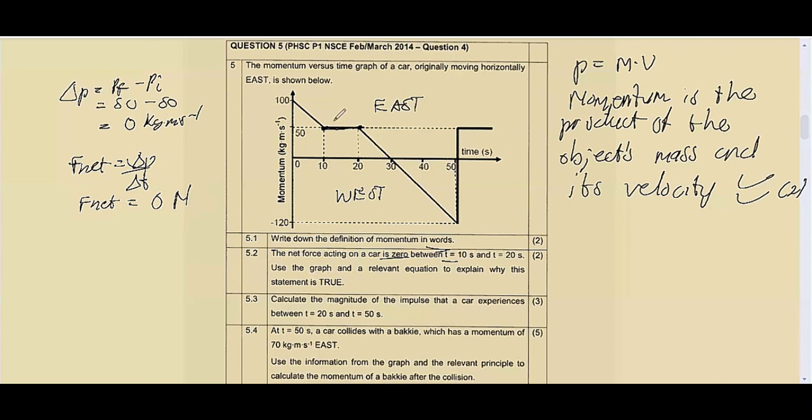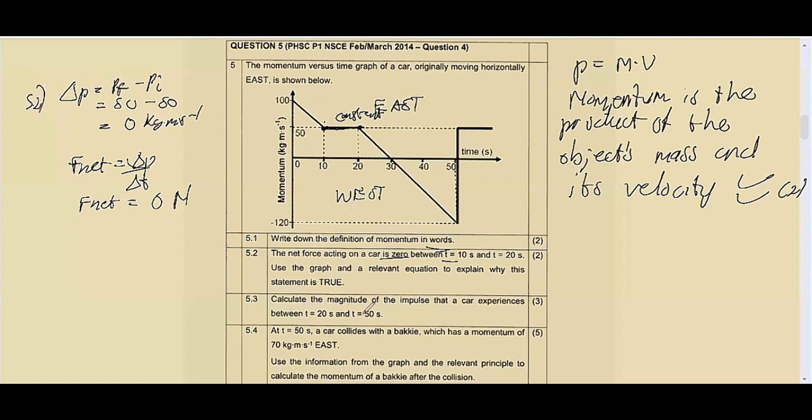So number 1, we deduce that the line here is constant. So we have a constant, straight, horizontal graph, which indicates that our change in P is equal to 0 kg·m/s. And then since our change in P is 0, that means our F net is also equal to 0 newtons. Then 5.3, so this was 5.2.